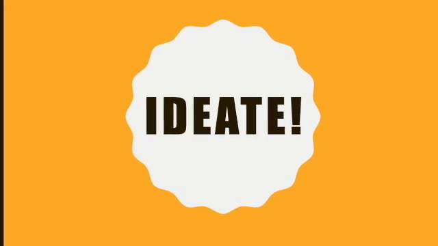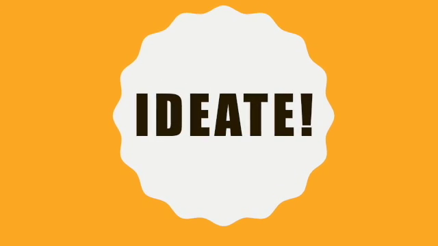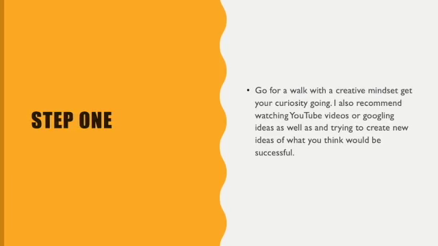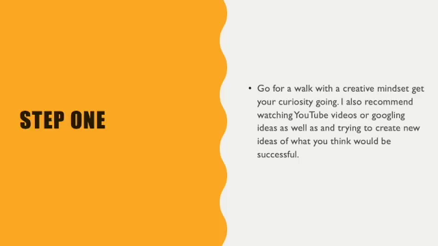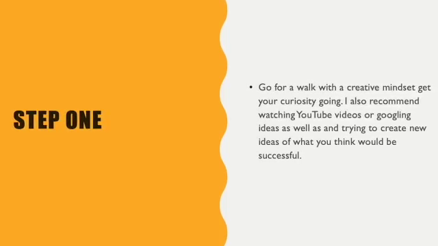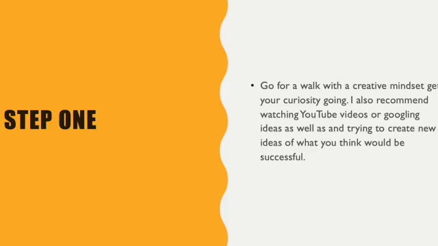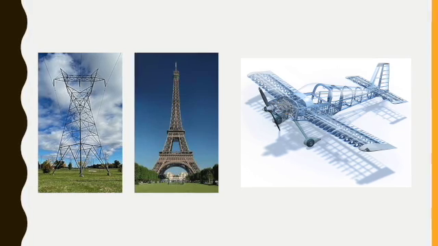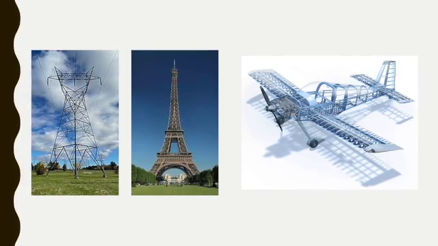Ideate. The way I started my ideation phase is by walking around outside with a creative mindset. I got curious and I looked around and saw potential structures that I could use as my egg drop challenge. I also recommend going on YouTube and Google and looking up some new ideas and combining those ideas with your already existing ideas. From my walk and my research on YouTube and Google, I came up with 3 potential structures that I would like to try to implement during my egg drop challenge.